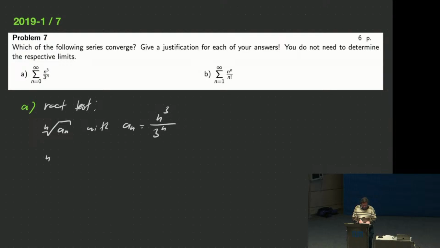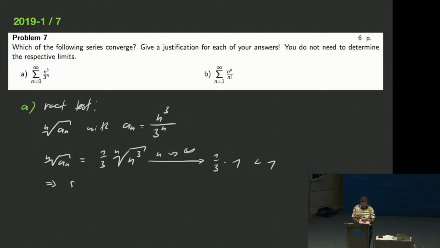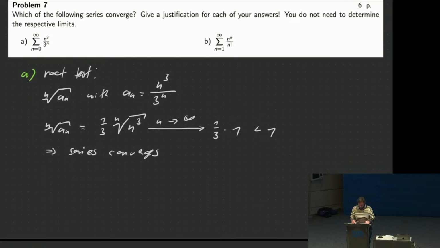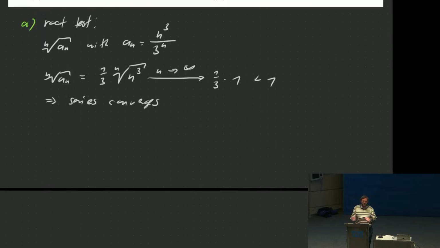Right, if you compute the nth root of that, you get 1 over 3 times the nth root of n to the power of 3. And this nth root of some polynomial in n, this converges to 1. So as n tends to infinity, this whole thing tends to 1/3 times 1. This is strictly less than 1, so that means the series converges. Right? And as I said, the ratio test will also work in this case, so it doesn't matter which one you use.